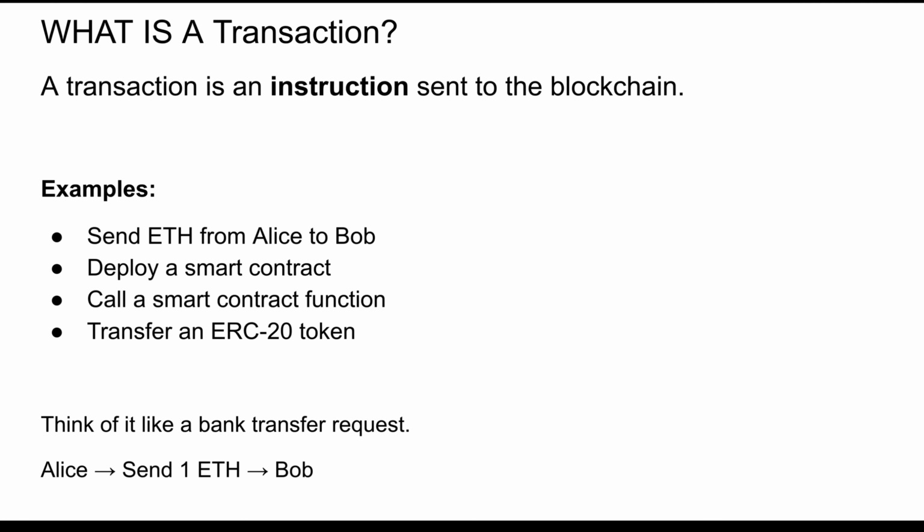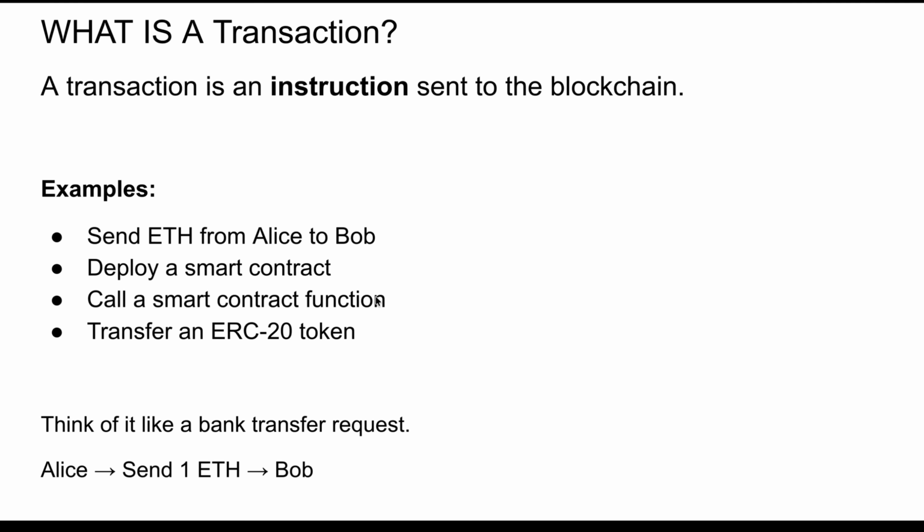What is a transaction? So right here, it says a transaction is an instruction sent to a blockchain. Whenever you send an instruction to a blockchain, for example, you want to send someone money, say you want to send me an Ethereum, that is an instruction to the blockchain that says John sends Joseph ETH, or send ETH from John to Joseph, something like that. Or even when you want to deploy a smart contract, it's still an instruction that goes into the blockchain that says deploy this smart contract, or call a smart contract function.